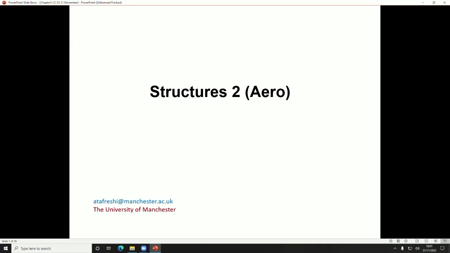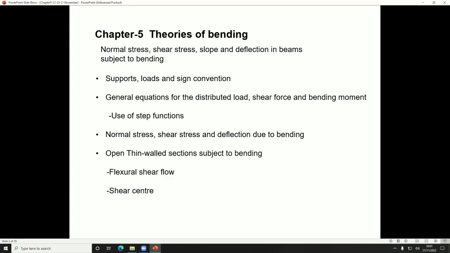Right. So the only part remaining from chapter 5 is related to open thin walled sections subject to bending. I should say this is the hardest part of the course, and it's not that hard, it's not complicated, it's slightly harder than the previous sections we've covered so far.